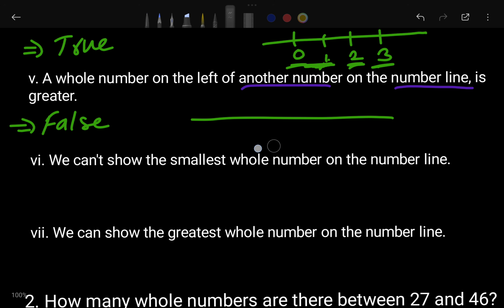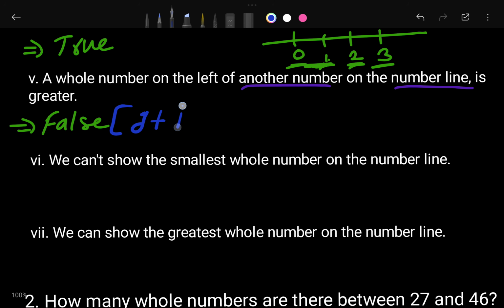Okay, I hope you will understand easily. Okay? So now what we have to write in the fifth statement: the whole number on the left side of another number is smaller. We will write it is smaller. Simply write it is smaller.